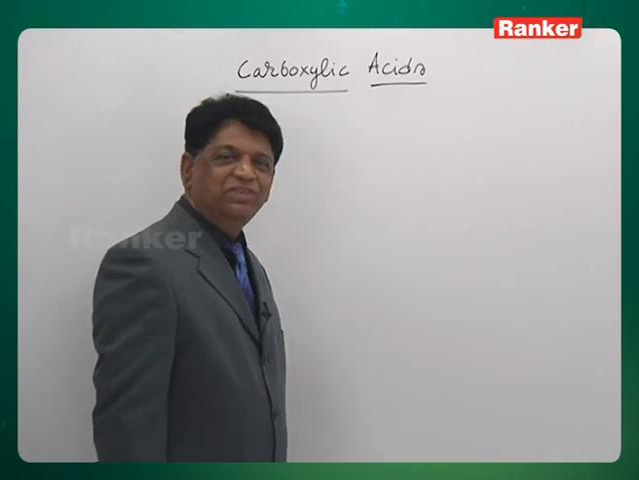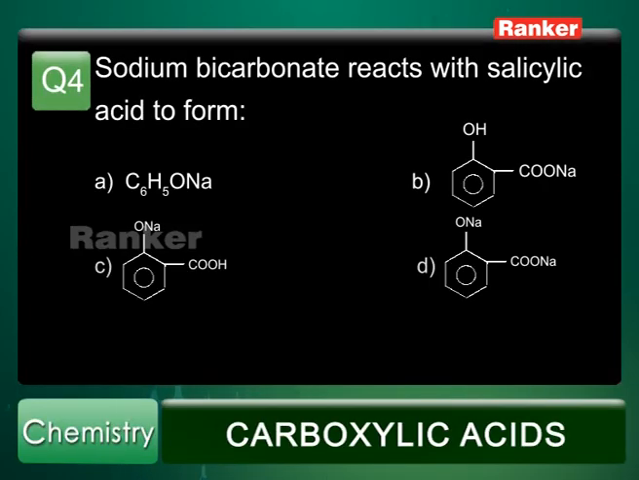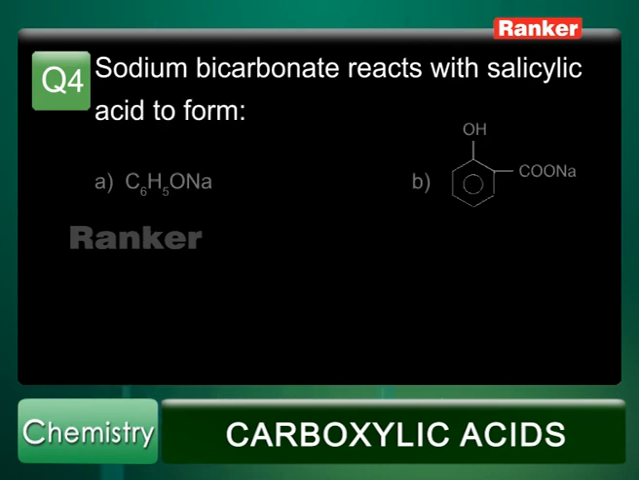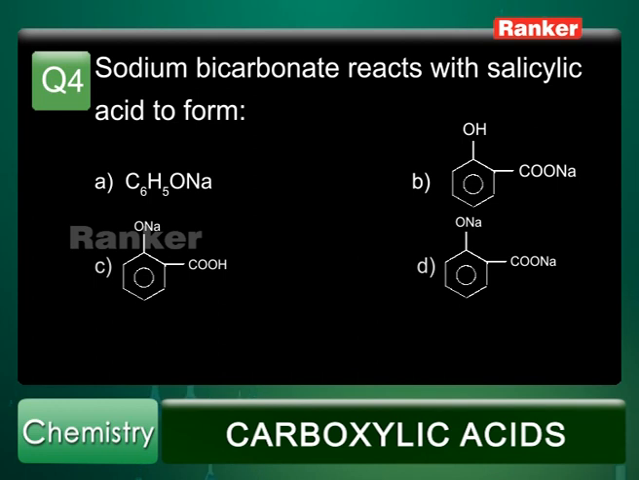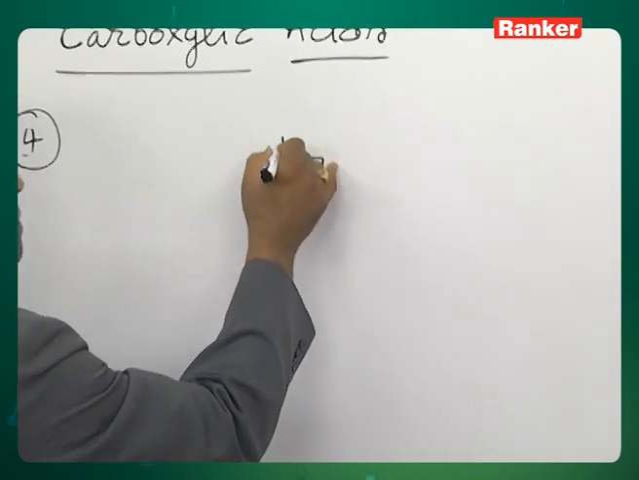So let's go for question number 4. Sodium bicarbonate reacts with salicylic acid to form what? Any carboxylic acid generally liberates carbon dioxide with bicarbonate. Salicylic acid contains a carboxylic acid and an OH.